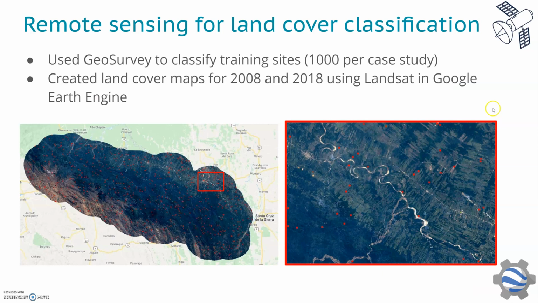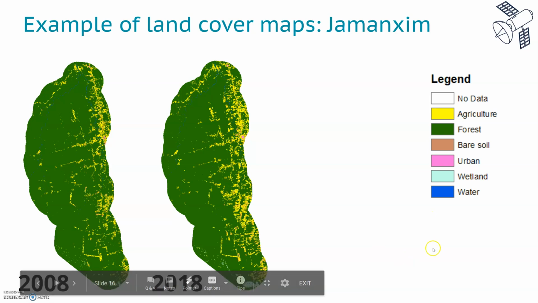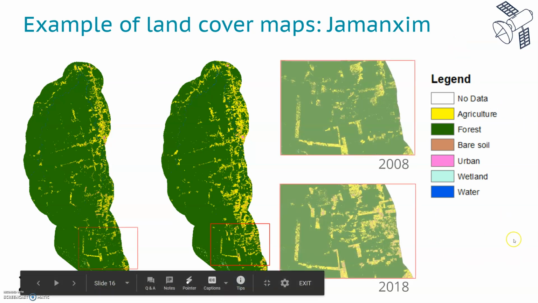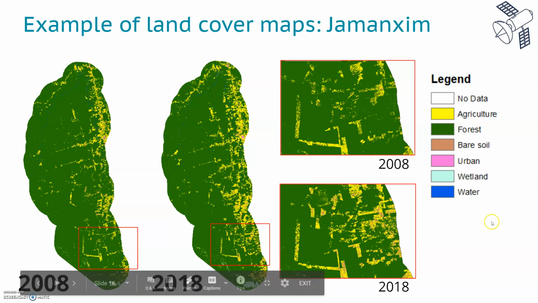And then using Google Earth Engine, we developed land cover maps for 2008 and 2018. And this is to give you an example of what our classifications look like. Forest is in green, agriculture is in yellow, and this is Zhemanqing National Forest. And zooming in on an area that has quite a bit of forest loss over that time period, just to give you a sense. And our validation accuracy was over 90% for all 3 case study sites.